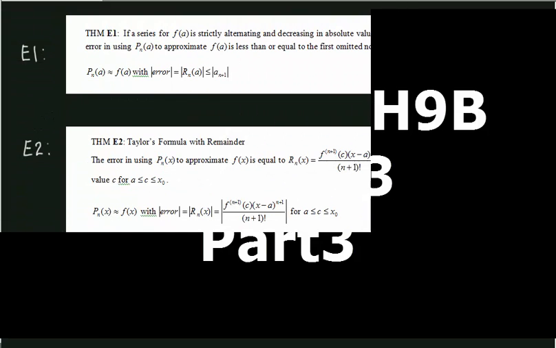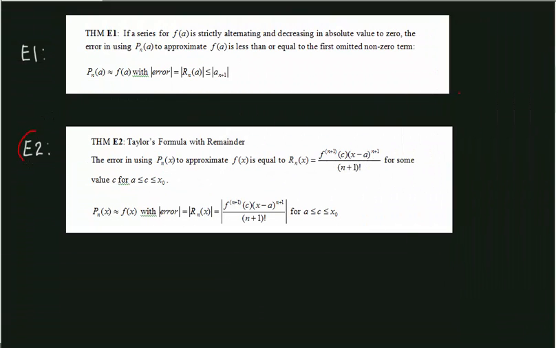This is part 3. In part 3, we are going to look at error analysis, which I've coined E2. E2 is Taylor's formula with remainder. Another name for this theorem, which sometimes shows up in AP, is Lagrange error bound. So I may refer to either one of those.